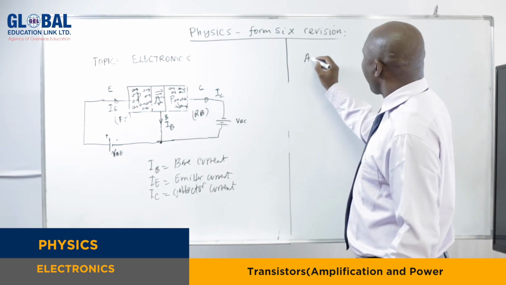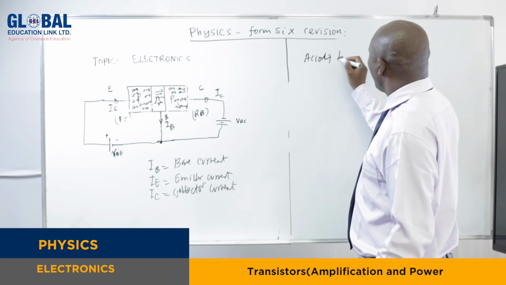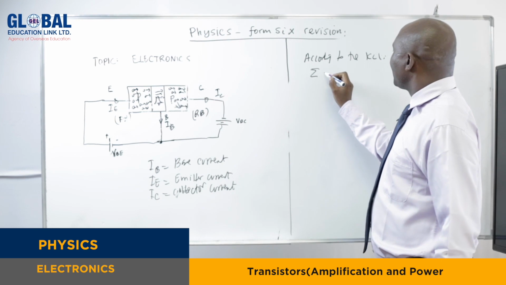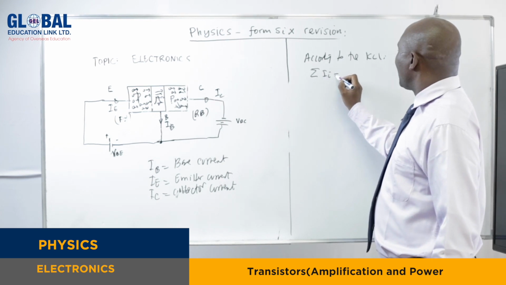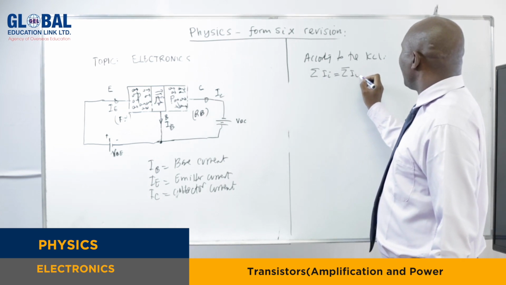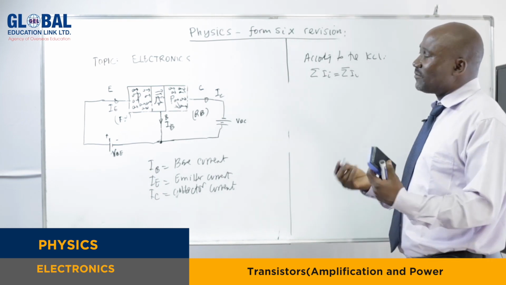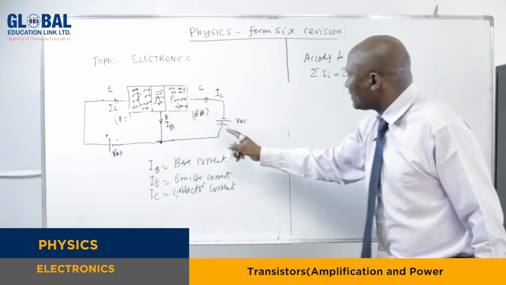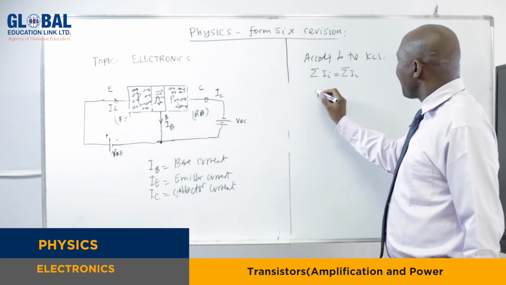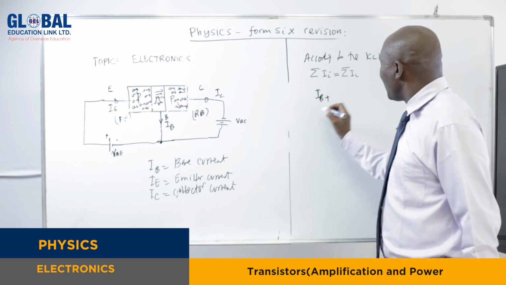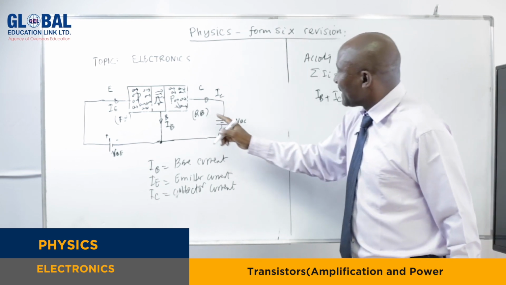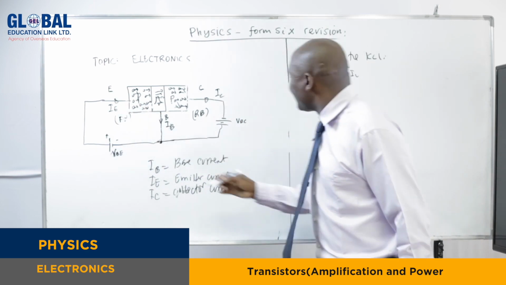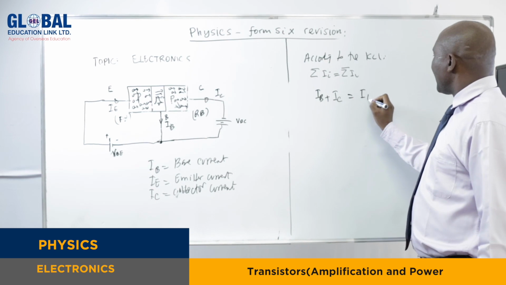according to the Kirchhoff current law, the sum of the currents entering equals the sum of the currents leaving, or the algebraic sum of the currents at the junction equals 0. So you can see how many currents are going to the junction here. We have the base current IB plus the collector current IC. These are the currents which are going to the junction. And then this current is leaving the junction, equal to IE.